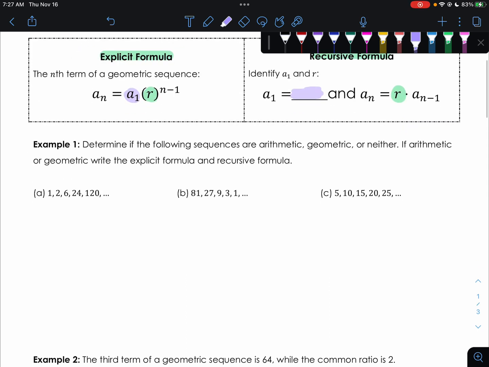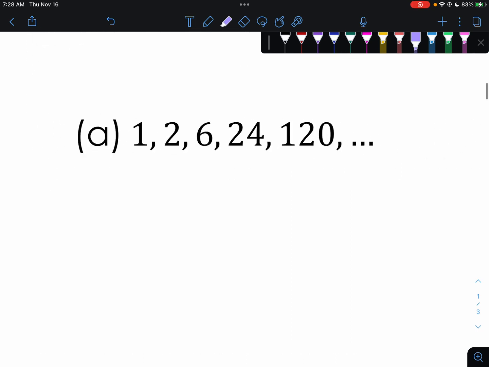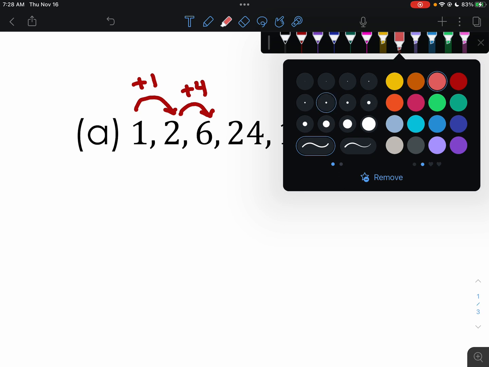In example 1, we want to determine if the following sequences are arithmetic, geometric, or neither. If it's arithmetic or geometric, we're going to write the explicit formula and the recursive formula. Looking at number 1, if I try the arithmetic route, I would add 1 to get to the next term. But when I go from 2 to 6, I would have to add 4, which means we are not adding the same number each time. So this is not arithmetic.